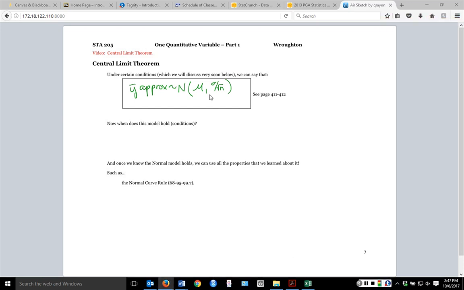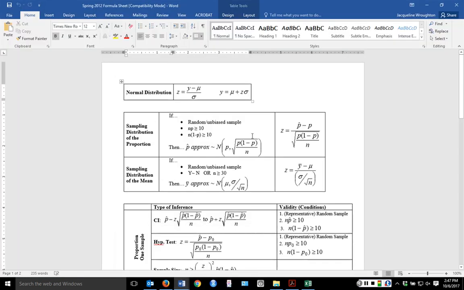Now, this type of formula should look familiar. We saw something like this when we worked with categorical data, the sampling distribution of the proportion. We had certain conditions, and then we could say that p hat was approximately distributed normal, where this was our mean or our center, and this was our standard deviation. The difference is that p hat was the sample proportion, y bar is the sample mean. p was the population proportion, mu is the population mean. So far, a pretty easy leap from the one to the other.